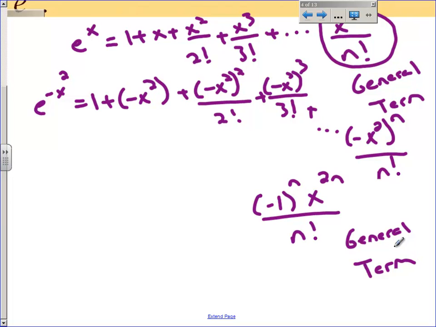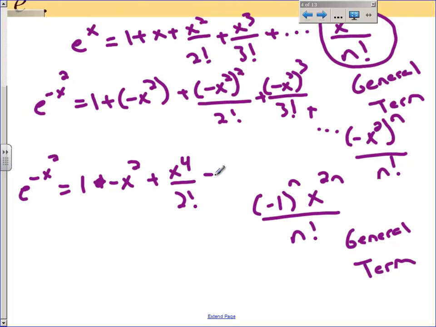And the first four non-zero terms would be 1 plus negative x squared, so I'm just going to write that as minus x squared. And this next term, when we square a negative, that becomes a positive, so plus x to the 4th over 2 factorial, and then minus x to the 6th over 3 factorial. There's 1, 2, 3, 4 non-zero terms, and there's the general term.